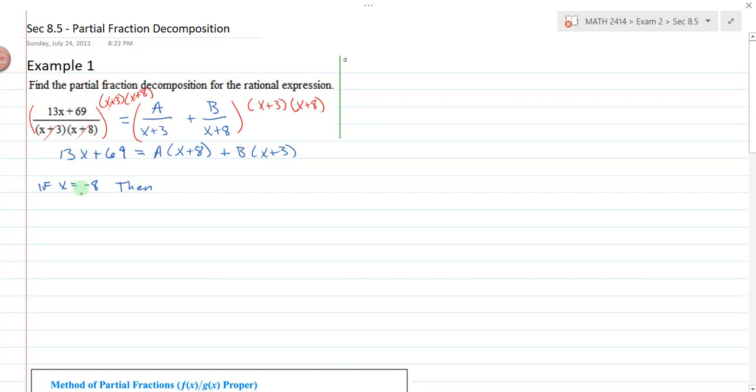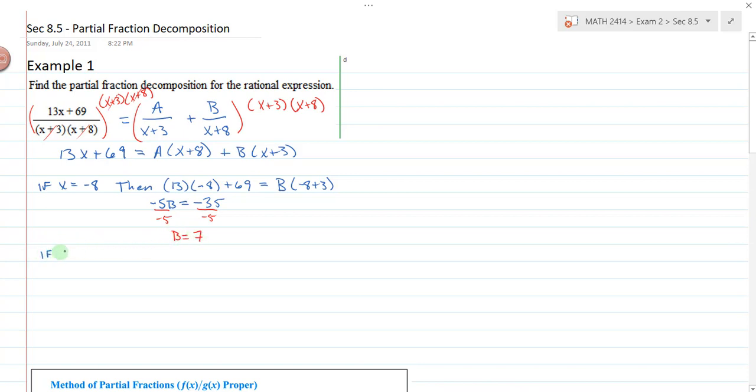And I get 13 times negative 8 plus 69 equals, this term is going to go to 0 because negative 8 plus 8 is 0, and 0 times A is 0. And I'm left with B times negative 8 plus 3. Well, negative 8 plus 3 is negative 5, so I'm going to end up with an equation, negative 5B equals, and then somebody plug this into the calculator for me and tell me what we get. Negative 35. So to solve for B, I would just divide both sides by negative 5, and I get B is equal to 7.